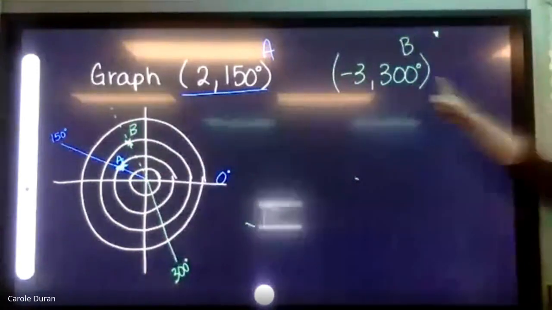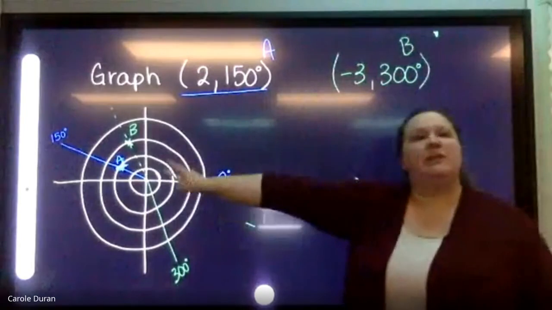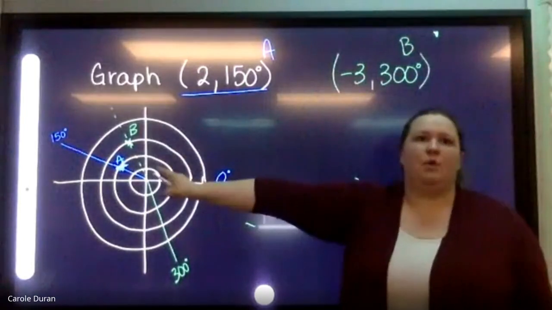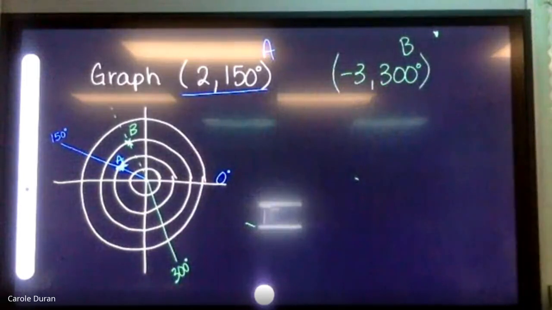So even though these 2 points looked completely different, they ended up extremely close to each other and in the same quadrant. So that negative or positive direction really does affect where my point lies. Any questions on that? Anybody super confused?